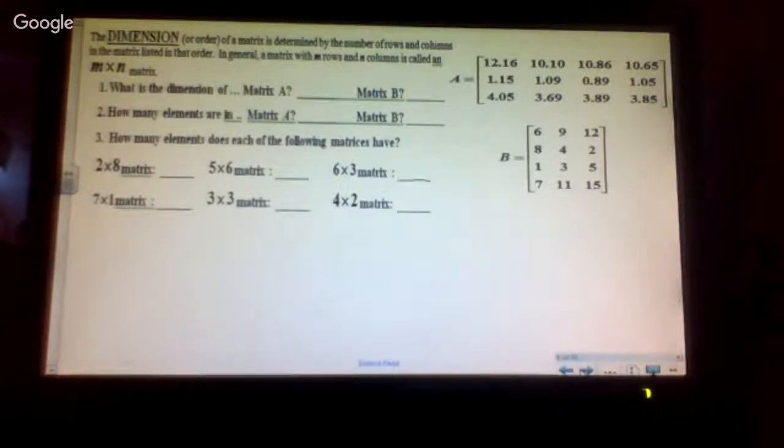Okay, the dimension of a matrix is determined by the number of rows and columns. Just like your elements, we label our matrices by how many rows and how many columns. So, what is the dimension of matrix A? How many rows does matrix A have? 3. And how many columns? 4. So matrix A is a 3 by 4 matrix.